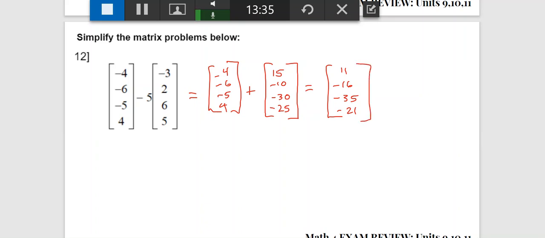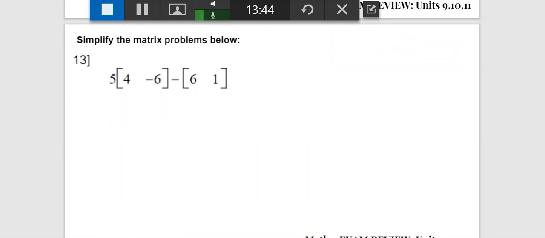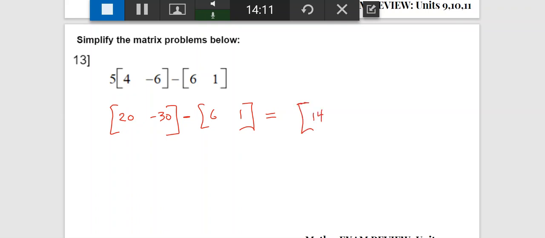And again, we can add and subtract these so long as they are exactly the same dimensions, the same rows and columns. Here we have a 1 row by 2 columns. And by the time I finish distributing the 5, well, it's not 20 minus 30. It's 20 and negative 30 minus 6 and 1. Now here I am going to have to watch my subtraction. 20 minus 6 is 14. Negative 30 minus 1 is going to be negative 31.